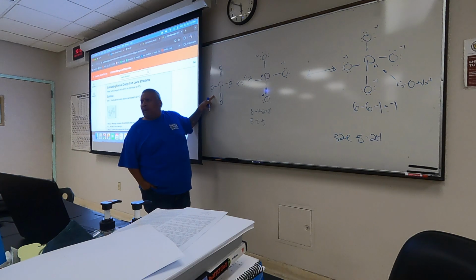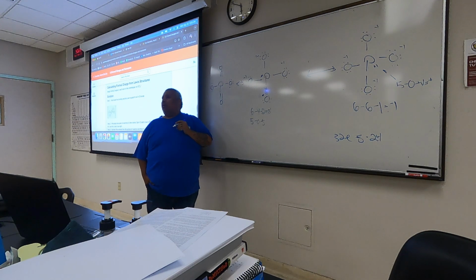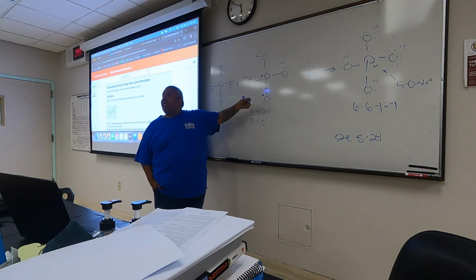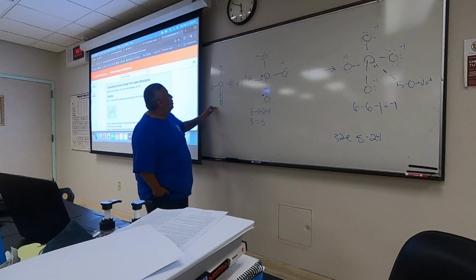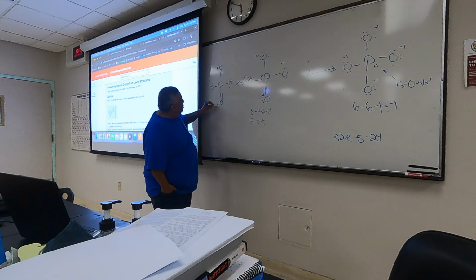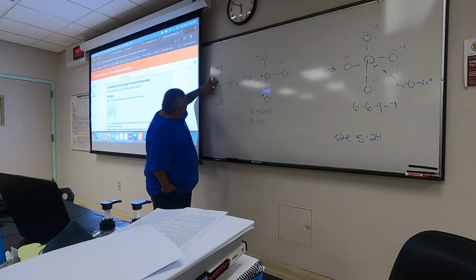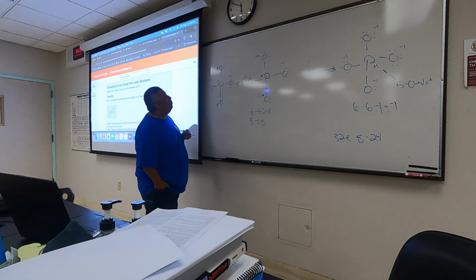Can phosphorus have this many? Phosphorus has 2, 4, 6, 8, 10. Yes, because it's hypervalent. We can add more to phosphorus. So here, this is now 0, this is now 0, this is 0, this is 1 minus. Oh no, this is minus 1.